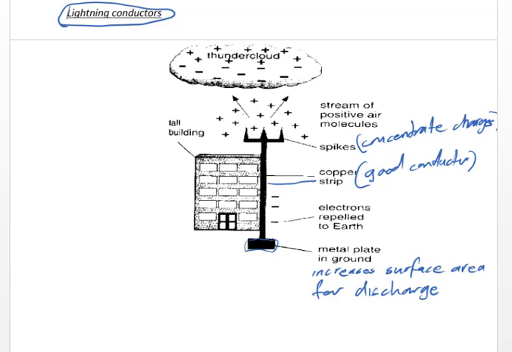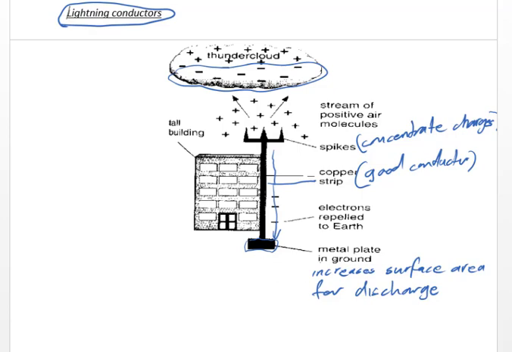So what really happens here, as we can see, we have a cloud which is negatively charged here. The lower part of it is negatively charged. So what does it do? It repels electrons from this lightning conductor. So electrons will move downwards. They move downwards to the lower part, and they will be discharged to the ground.